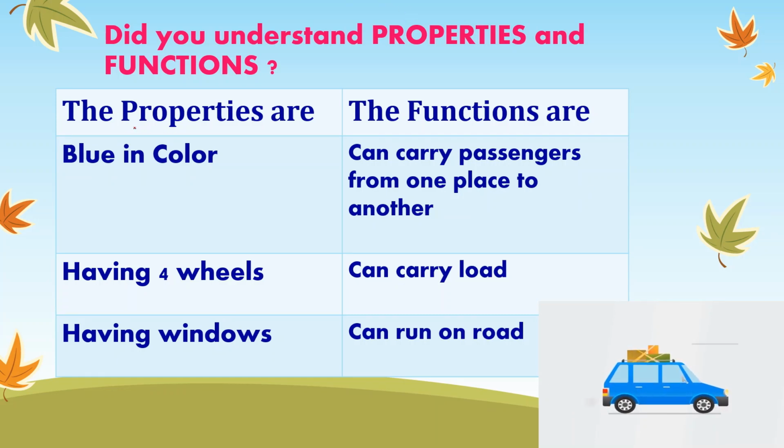So let's have a look first of all at properties. Properties, as I told, are how it looks. First of all, it is blue in color. Second, it has 4 wheels. Obviously you can see 2, but 2 are on the other side. Then it has windows. This is how that object is looking, so those are nothing but its properties.